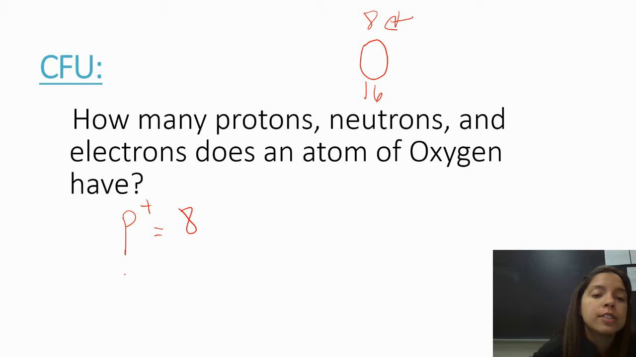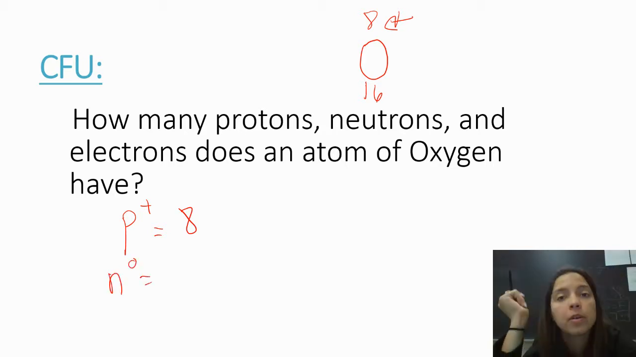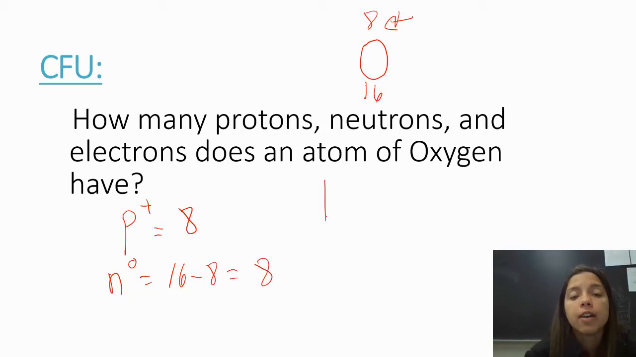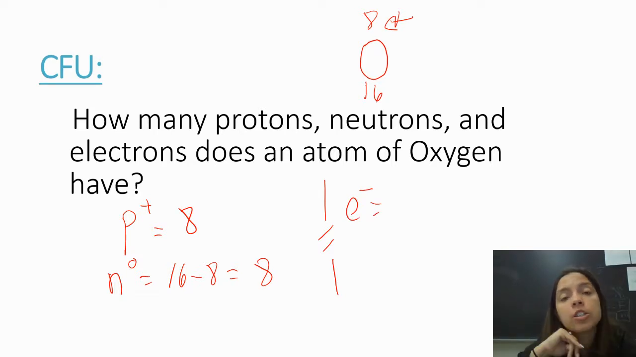For neutrons, I just wrote in the previous slide that the equation to find neutrons would be atomic mass, so 16 minus 8. So 16 minus 8, so I have a total of 8 neutrons. Now for electrons, because it's a neutral atom, I just have to look at the atomic number, so I know that I have 8 electrons.